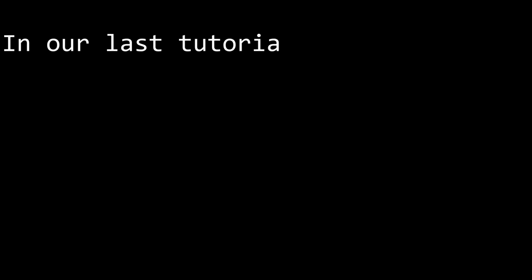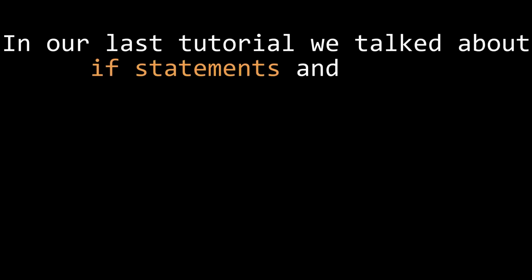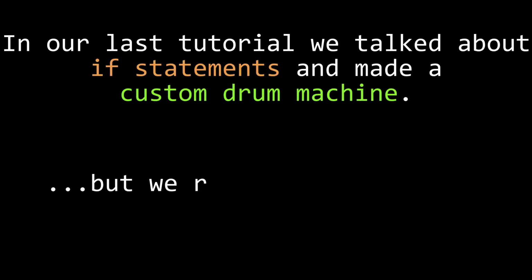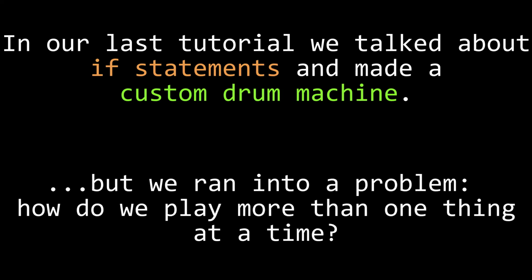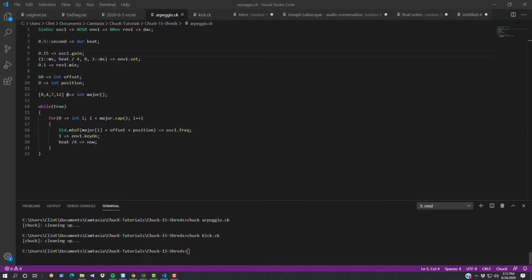In our last tutorial, we talked about how to use if statements to make a custom drum machine. In that tutorial, we ran into a problem that has probably occurred to you a couple of times by this point. Is there a good way to play more than one thing at a time? Let me illustrate the problem.